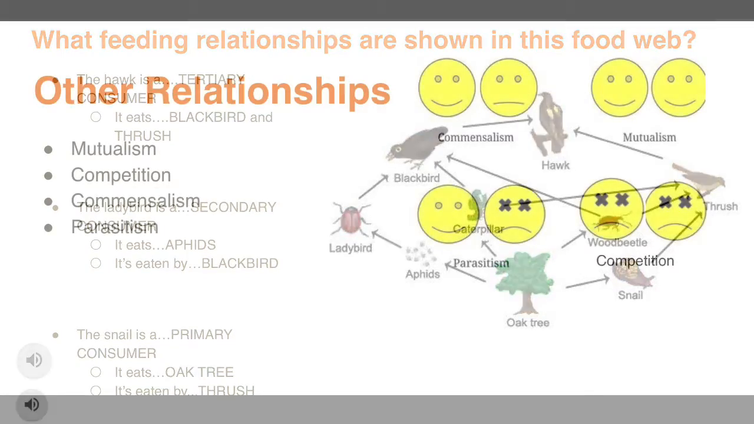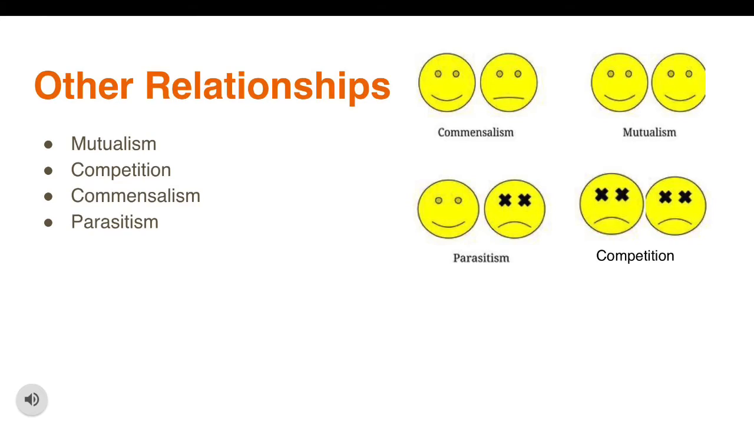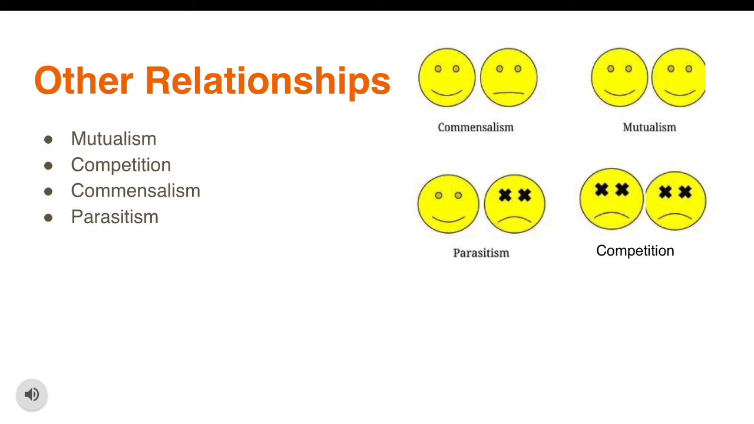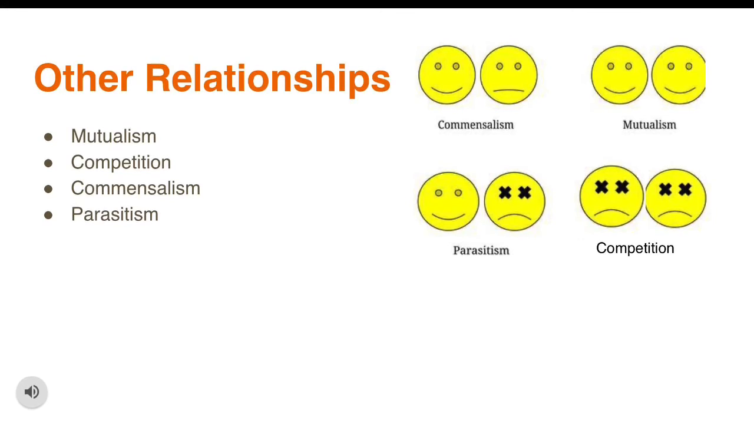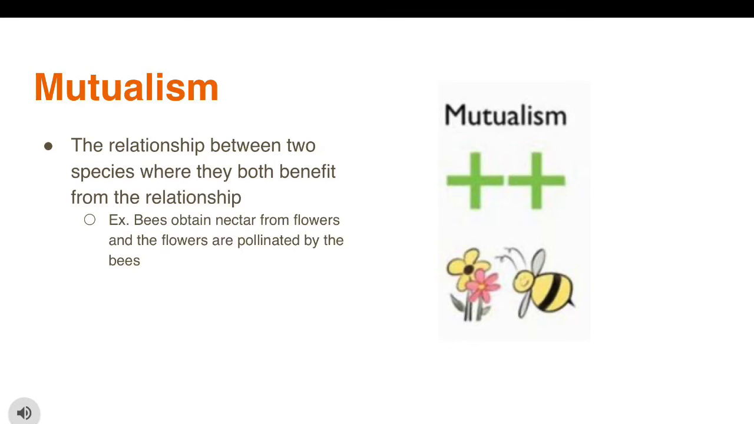Other relationships: mutualism, competition, commensalism, parasitism. Mutualism, the relationship between two species where they both benefit from the relationship. For example, bees obtain nectar from flowers, and the flowers are pollinated by the bees.